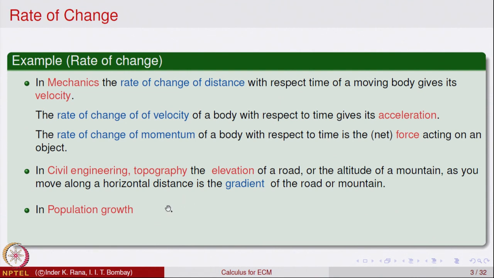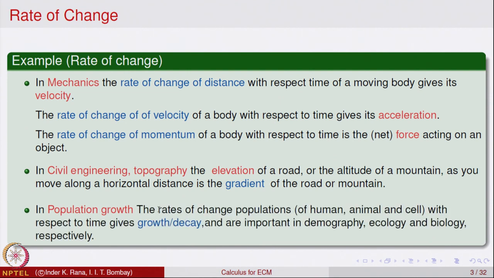Another notion is growth or decay of population. The rate of change of population, it could be population of humans, it could be population of animals, cells, right, and many other things. The price of a stock, the interest earning of a fixed deposit and so on, they all come under what is called growth and decay, and the rate of change of that population with respect to time gives the growth and decay. These are important things in demography, in ecology and biology and so on, and in our field also.